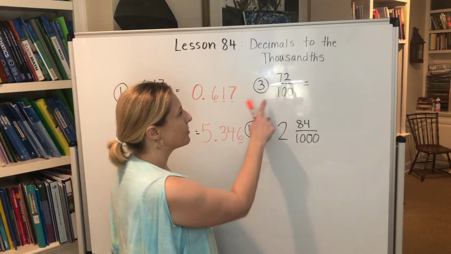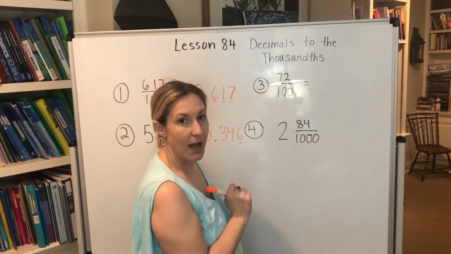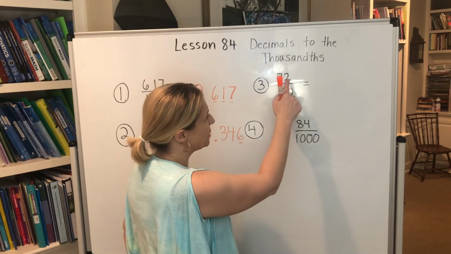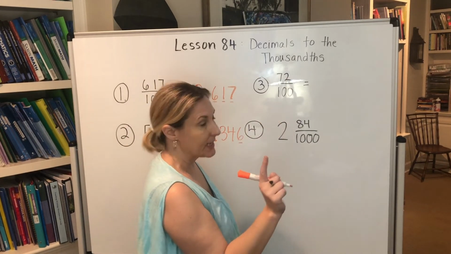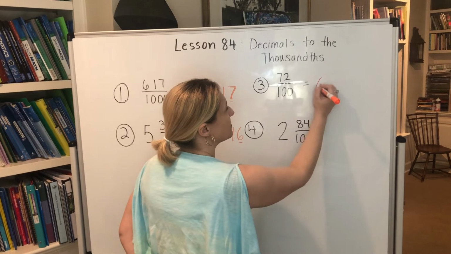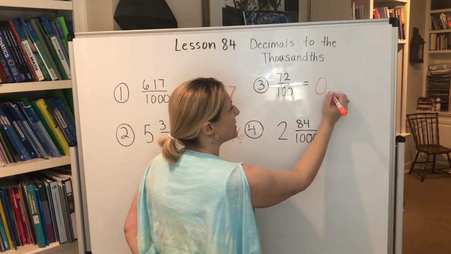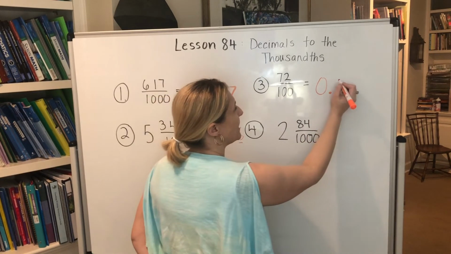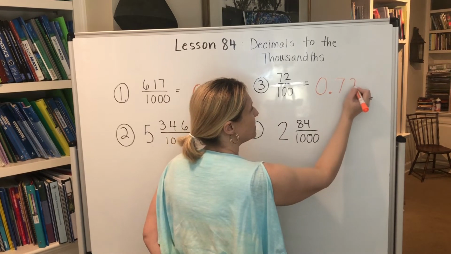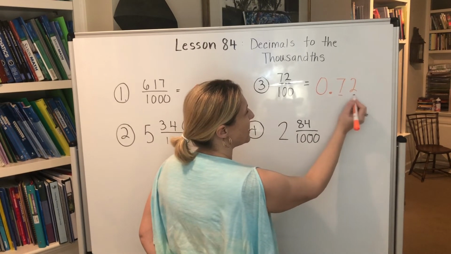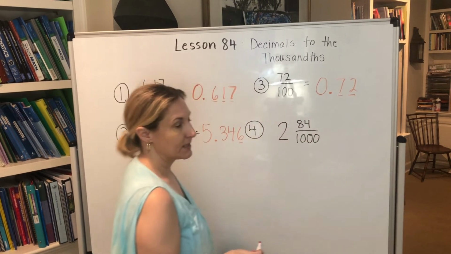Okay, number 3, 72 hundredths. So the 2 is going to have to land in the hundredths column. So 0 wholes, we have a decimal, 0.72. Tenths place, hundredths place.